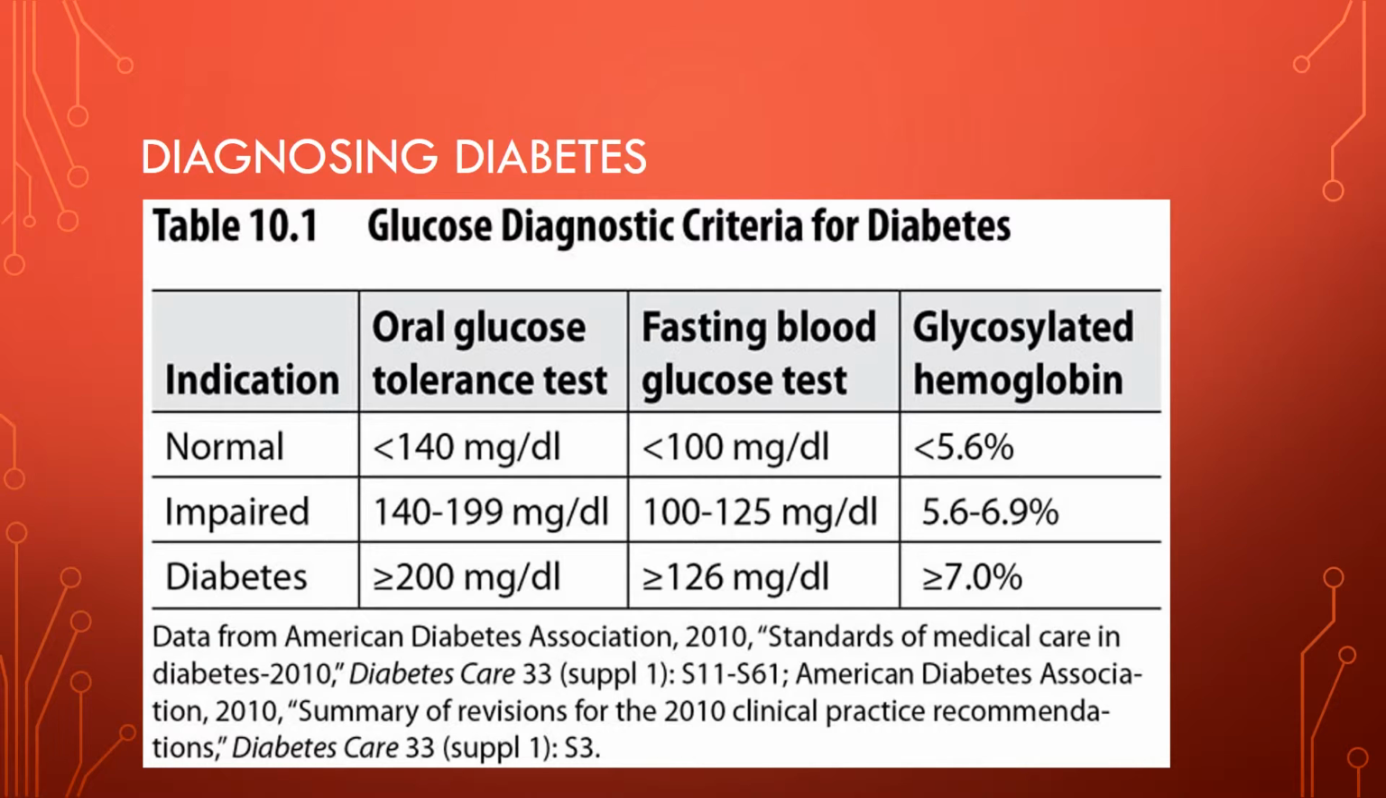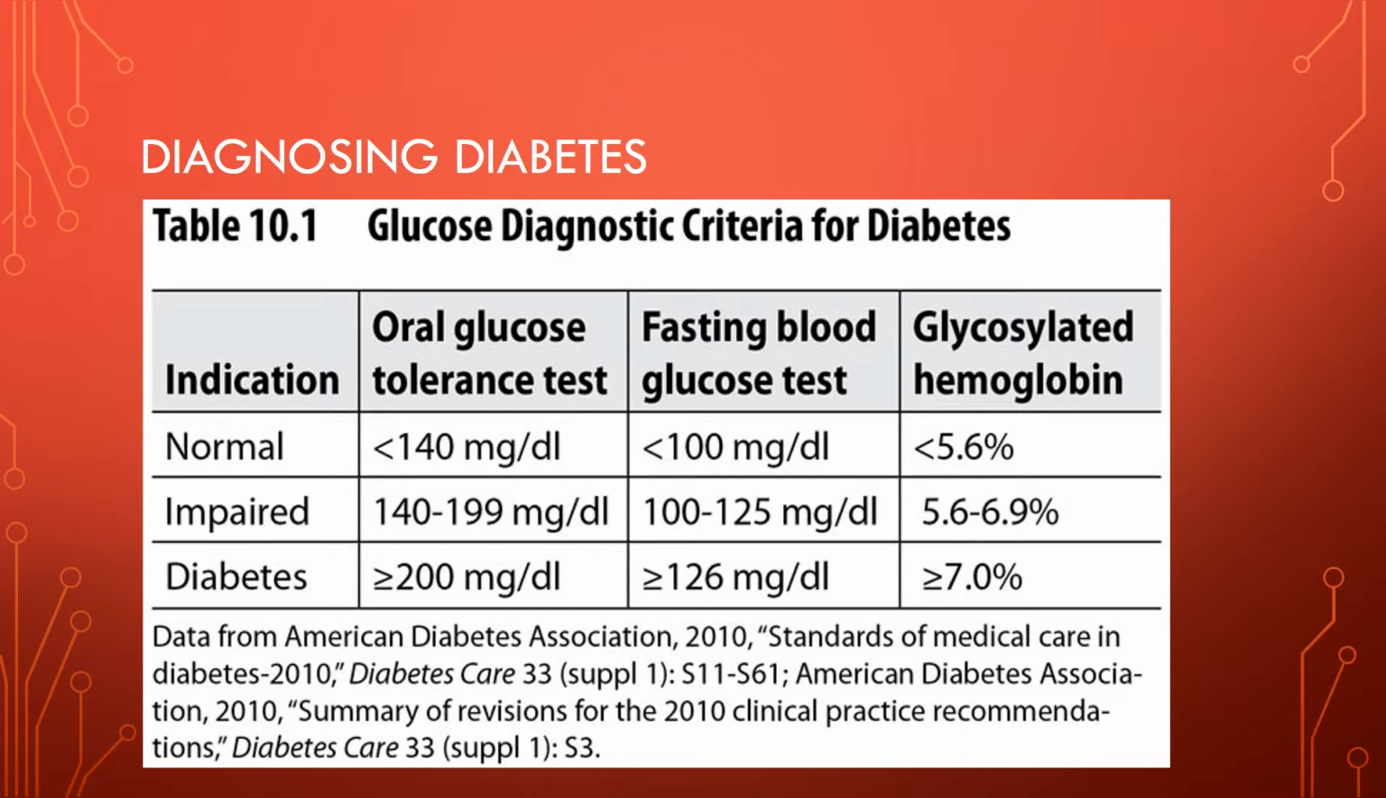So how is diabetes diagnosed? This is true for both type 1 and type 2. There's a couple different types of testing, but let's just focus on the oral glucose tolerance test. Basically what you do is you drink a solution that has a high level of glucose or sugar in it, and then after a certain period of time, a blood sample is taken and the amount of sugar in the blood is measured.